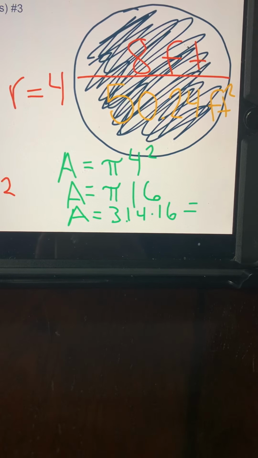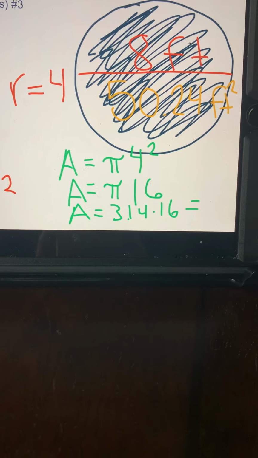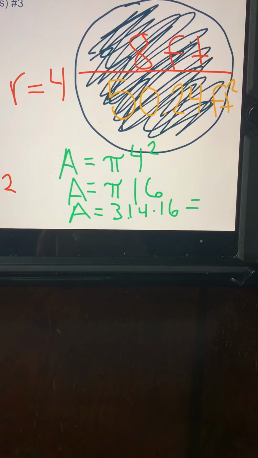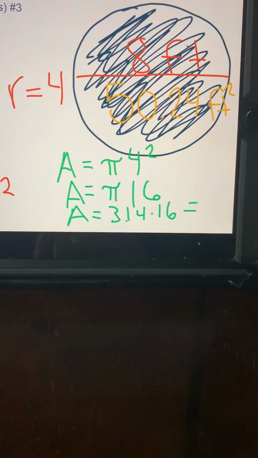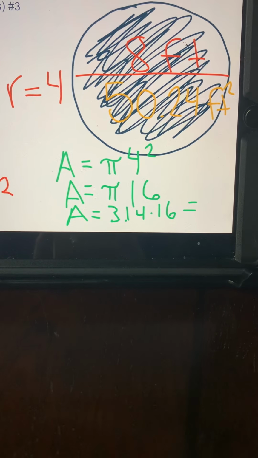Some of your problems will be a little simpler than that. They'll just give you a radius. You'll have to plug it in the formula and use it. But a lot of times you're going to have to actually read the problem, decide what it's asking you to find, whether it's area or circumference, and then make decisions about whether they gave you the radius or whether you need to find that as well.